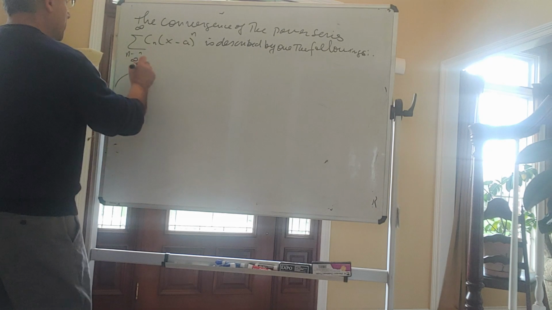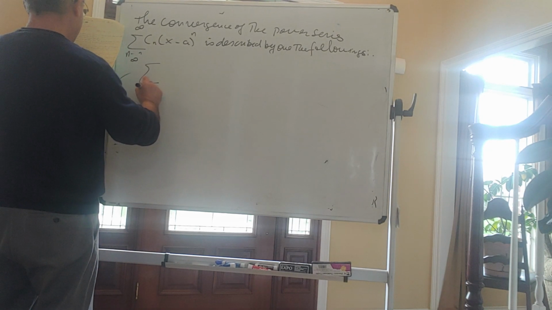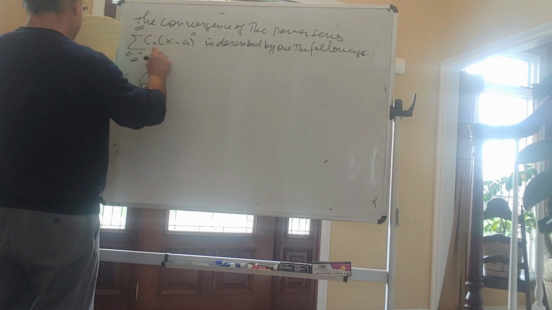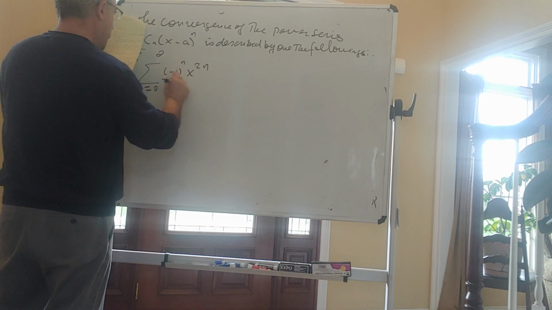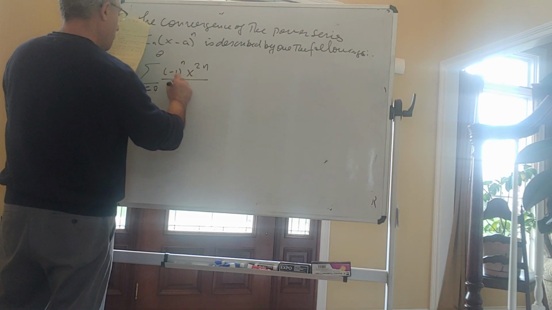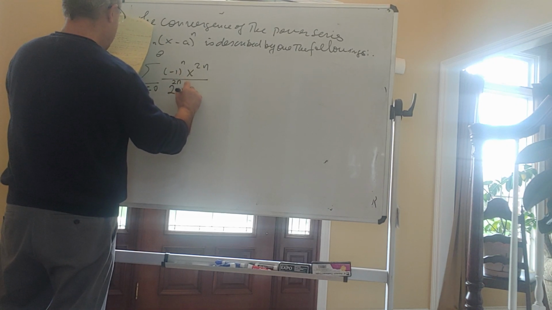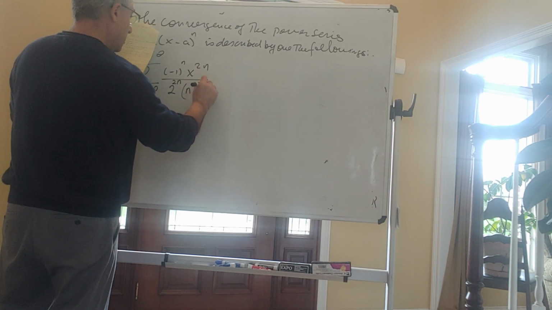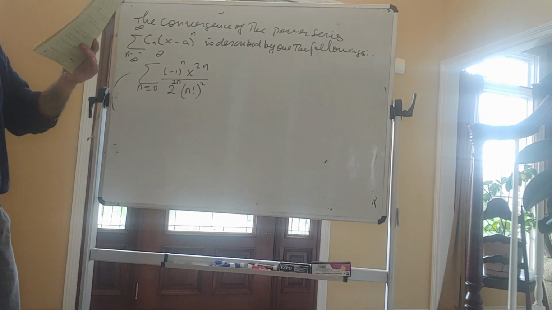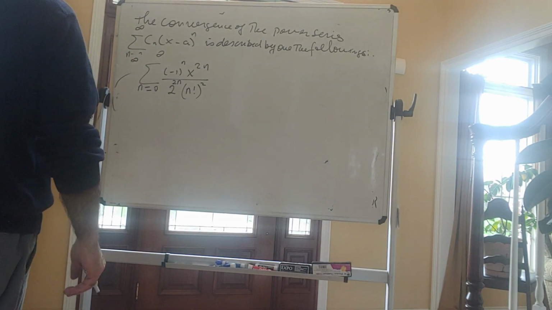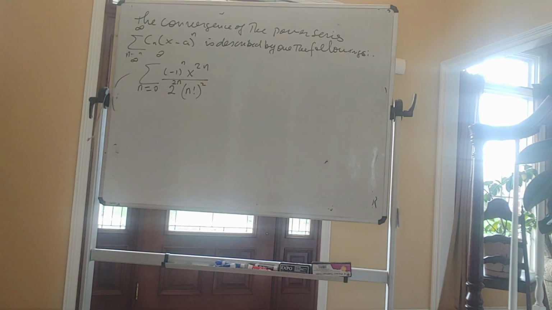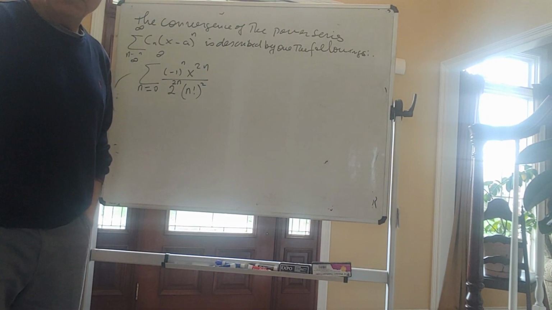Let us try the sum from n equals 0 to infinity of minus 1 to the n, x to the 2n over 2 to the power 2n times n factorial squared. Okay? So this is a little bit complicated, but it is doable, of course.